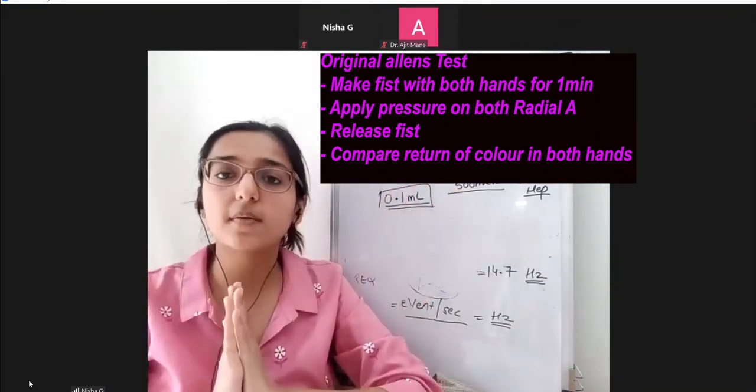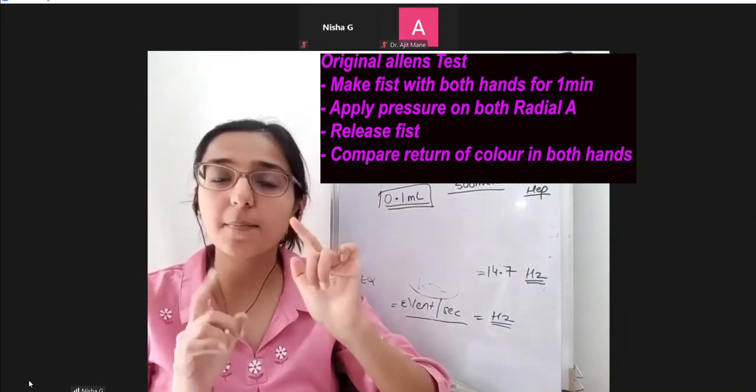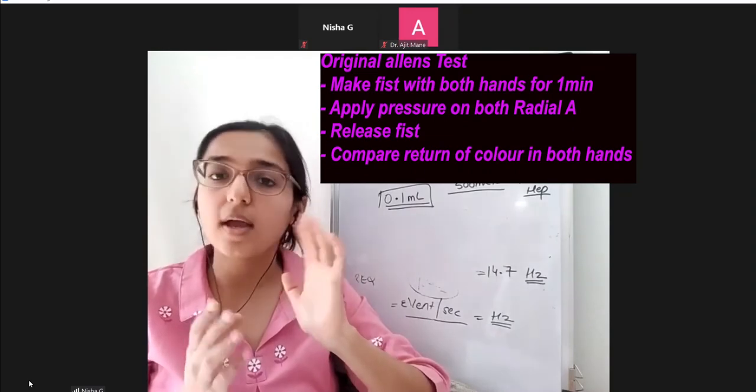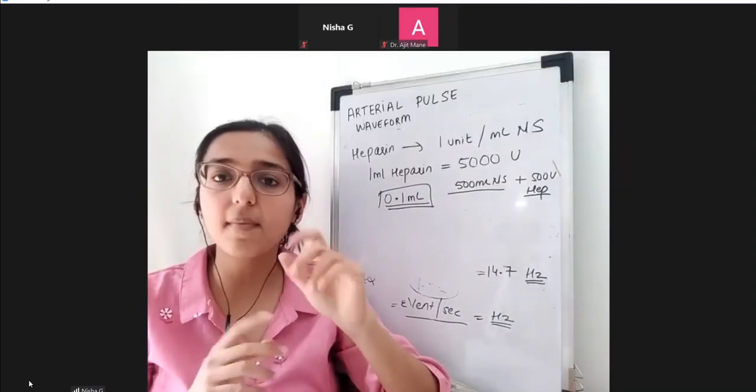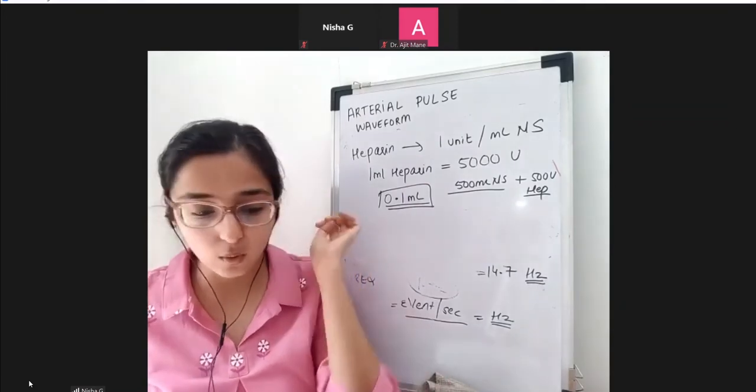What is the difference between both the tests? In the original, they were doing both hands together and compressing only one artery at a time. In the modified, they're doing one hand at a time, pressing both arteries and then releasing turn by turn. That is it.